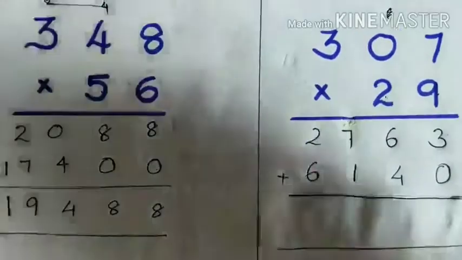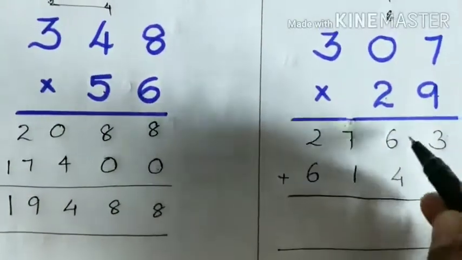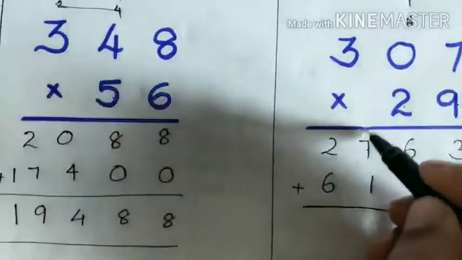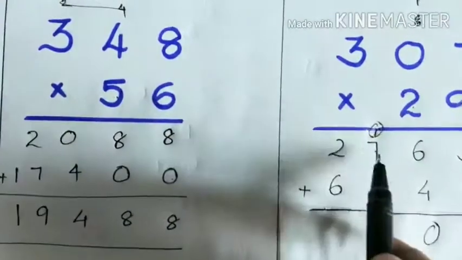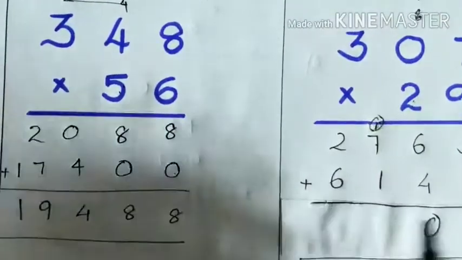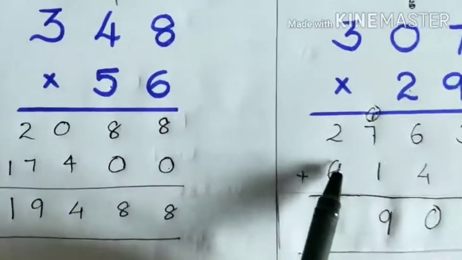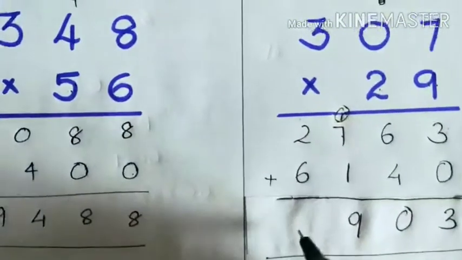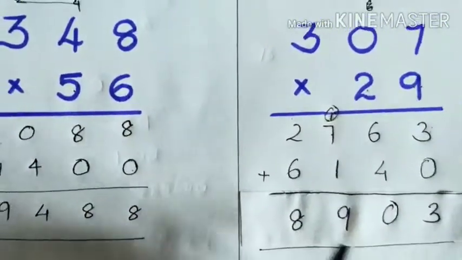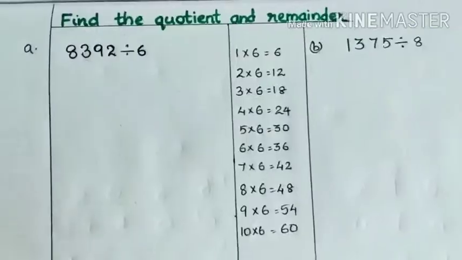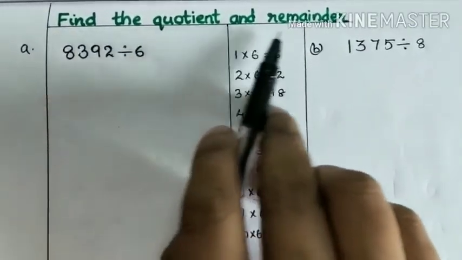Add it. 3 plus 0, 3. 6 plus 4, 10. 7 plus 1, 8. 8 plus 1, 9. 6 plus 2, 8. 8,903. Next question, find the quotient and remainder.